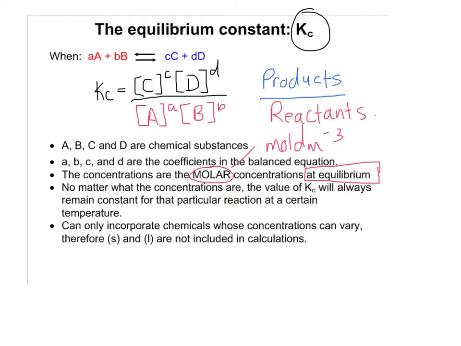No matter what the concentrations are, the value of Kc will always remain constant for that particular reaction at a specific temperature. If the temperature changes, the Kc is going to change, but at a certain temperature, it will remain the same. We can only incorporate chemicals whose concentrations can vary. So when we're writing out an equilibrium constant expression, anything that's in a solid or a liquid state is not going to be included.